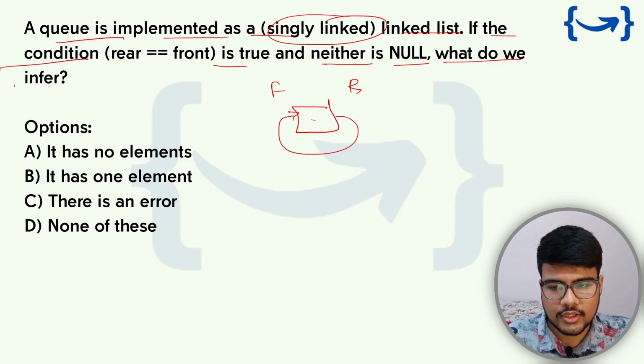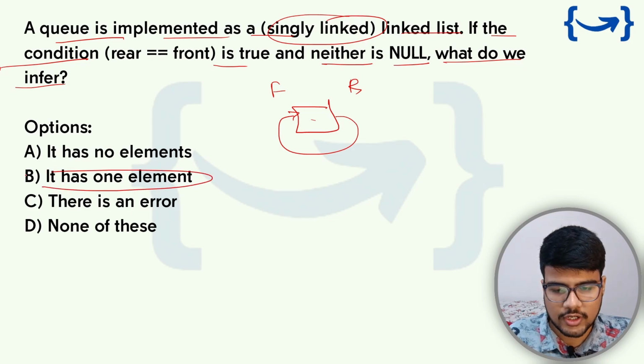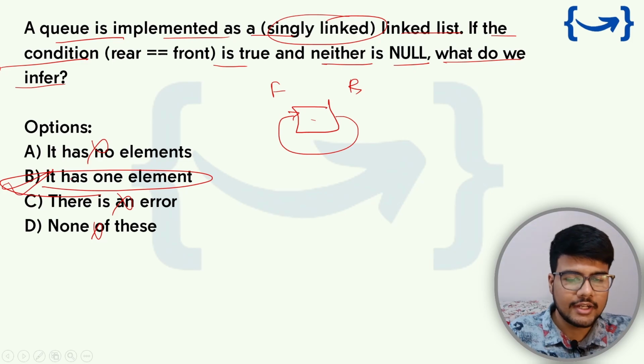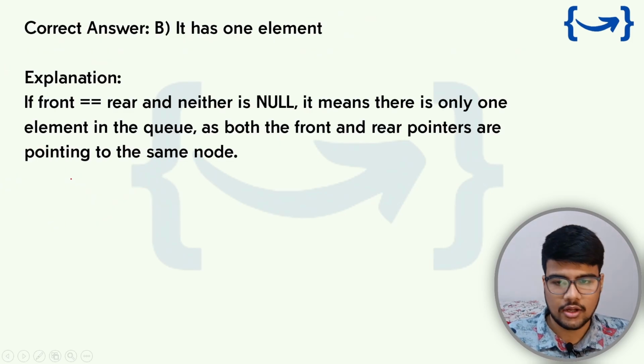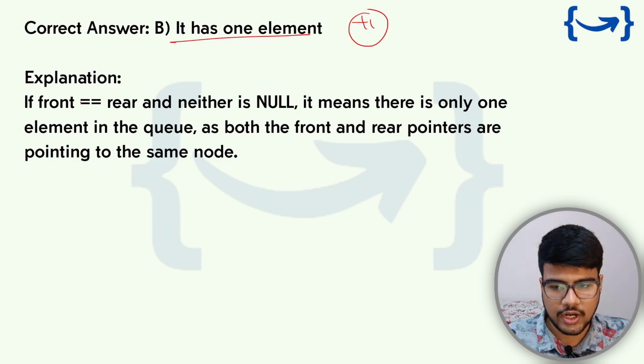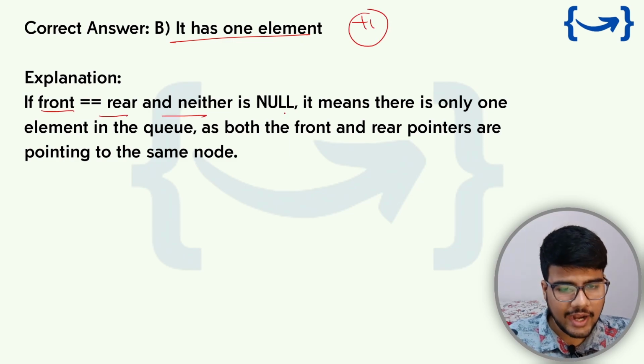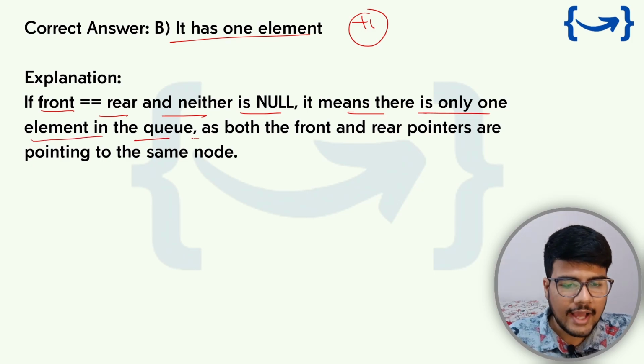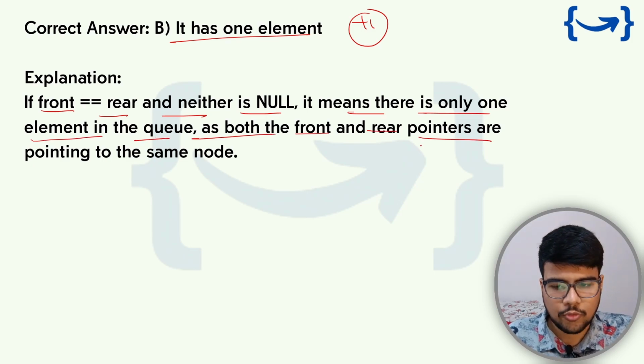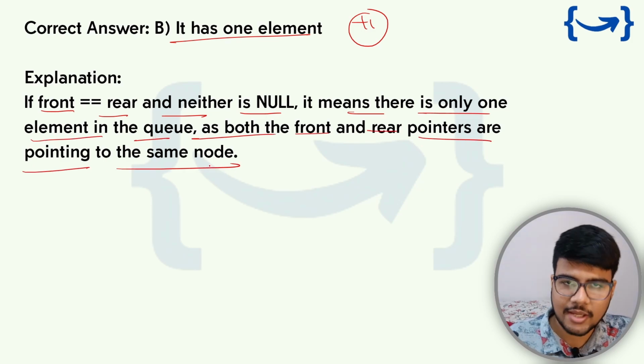So what do we infer? We can see that it is on the same element, or it has one element in it, because this is not an error. None of these has no element. B, it has one element and it is a circular linked list. Okay, so yeah, B, it has one element. So if front and rear are neither null, it means there is only one element in the queue, as both the front and the rear pointers are pointing to the same node.